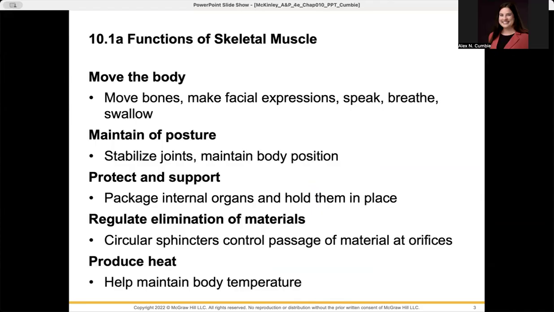Some of what we do with our muscles is for moving things through the tract. So we have elimination of materials. There are certain sphincters, okay, that are kind of openings. They open and close. They're circular in shape, and we can kind of control those sphincters for releasing material from the body. In one case would be excretion of feces.